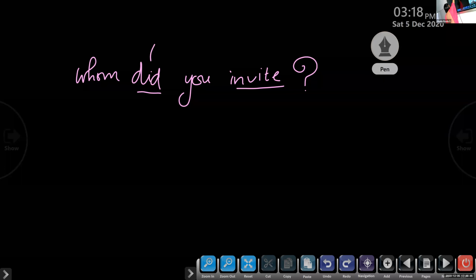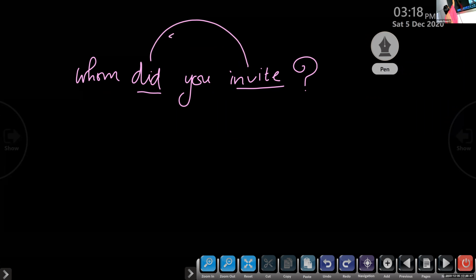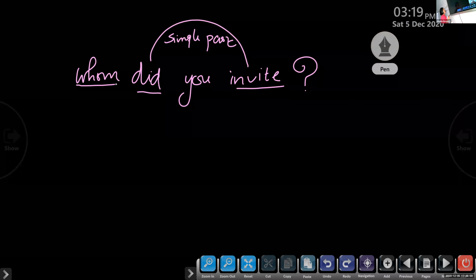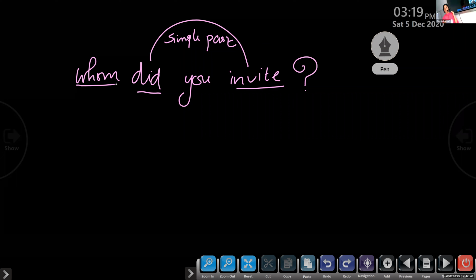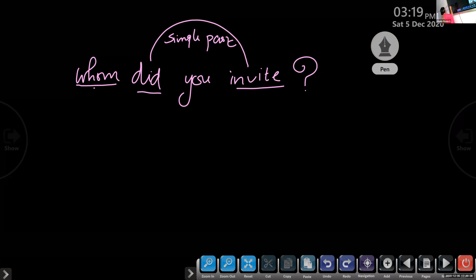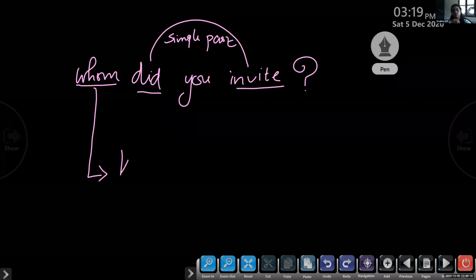Simple past. Okay, tell me the tense form. Simple past. Very good. The sentence is in simple past tense. Did plus invite, simple past tense. And remember, the sentence is beginning with the word whom. If the sentence is beginning with whom, we cannot use the same question word when we transform the sentence into passive voice. I should use who. Excellent. So whom is changed into who.